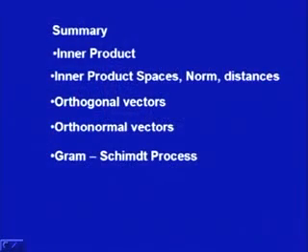So, today, viewer, at the end I will summarize what I have done today. I have given the definition for inner product. I have defined inner product spaces, their norm, distances. We have taken examples to illustrate this. We have discussed some properties of inner products. We have discussed orthogonal vectors, orthonormal vectors. At the end, we have discussed the Gram-Schmidt process for orthonormalization, which I have illustrated with the help of examples.